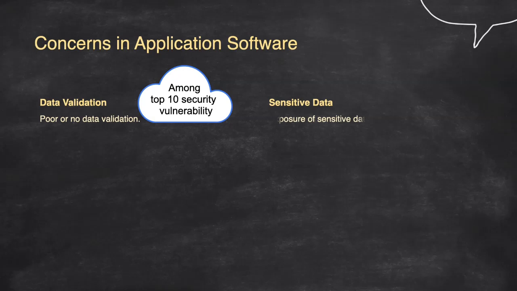Moving next, let's talk about sensitive data. Friends, applications often handle sensitive information, from personal details to financial records. Failure to secure sensitive data can lead to unauthorized access, data leaks, or compliance issues with privacy laws like GDPR or HIPAA. An online shopping app that does not encrypt user payment information risks exposing credit card details to hackers.